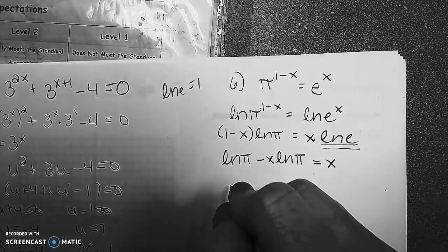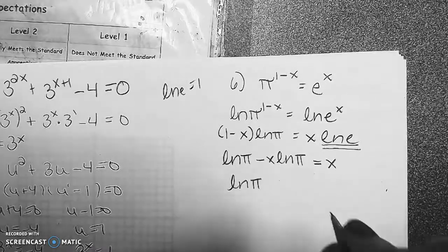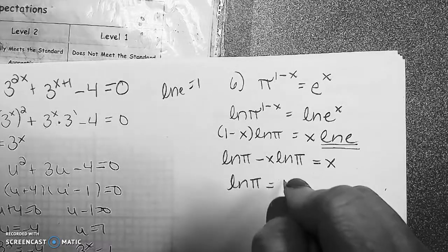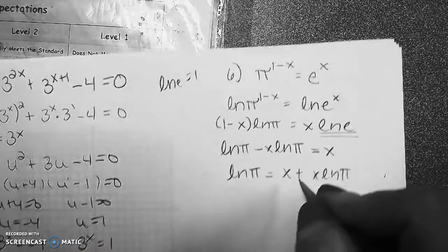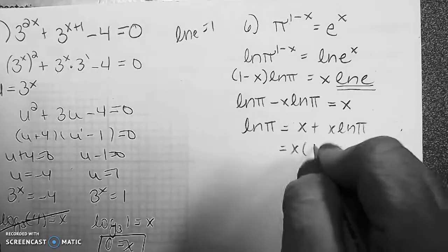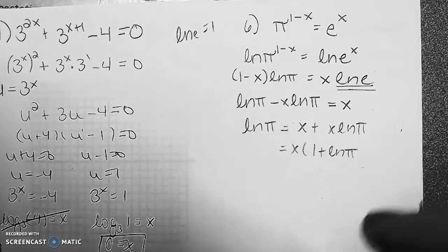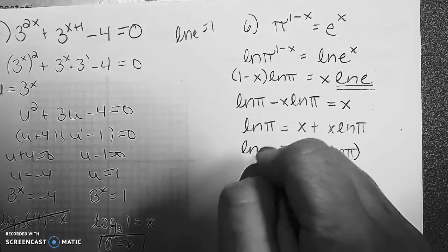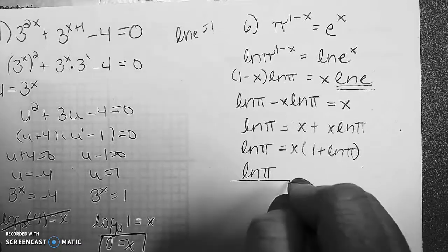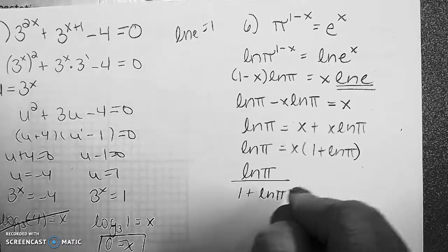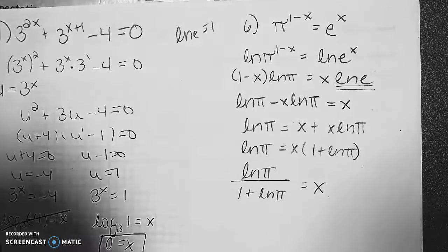So I need to get my x values on the same side, so I'm going to go ahead and do that. Ln of pi will equal x plus x ln of pi, and I need to get x by itself, so I'm going to factor an x out. And then just divide. So ln of pi over 1 plus ln of pi would equal x.